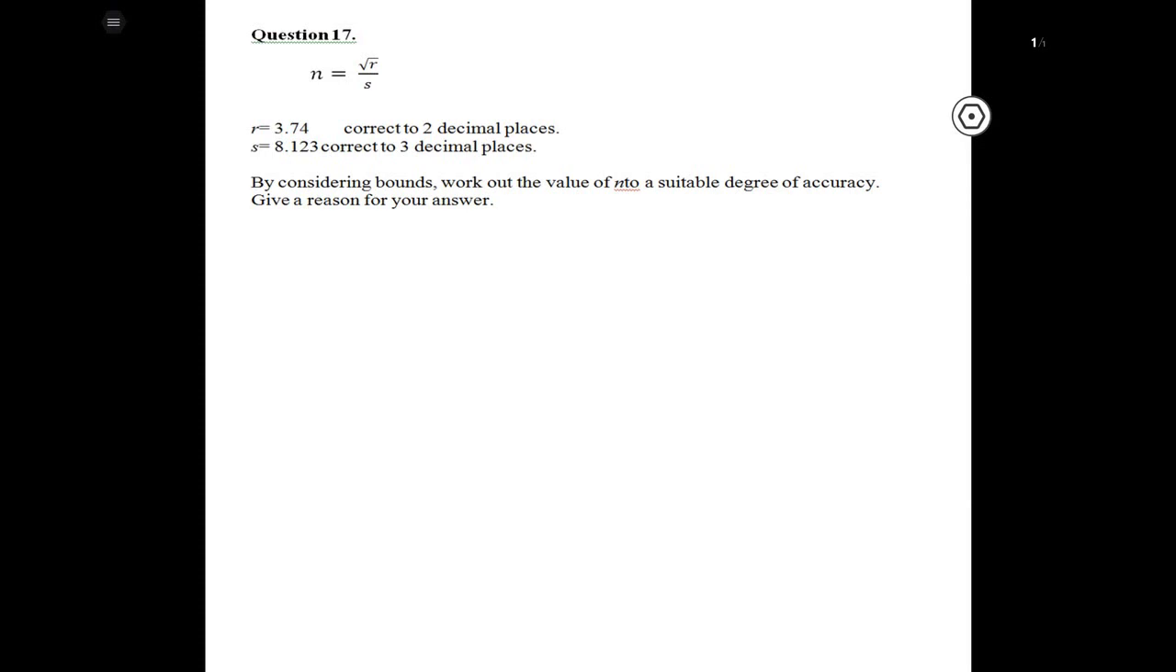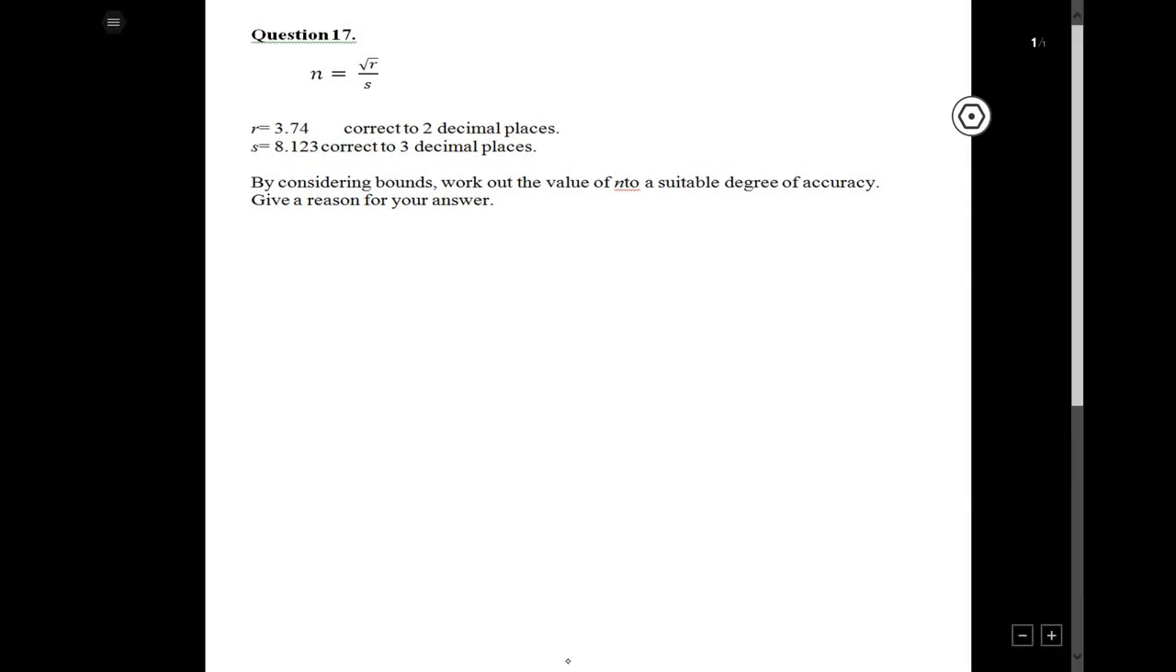It says n is equal to the square root of r over s. r is equal to 3.74, correct to 2 decimal places. s is equal to 8.123, correct to 3 decimal places. By considering bounds, work out the value of n to a suitable degree of accuracy, and then give a reason for your answer. This is a 5-mark question.